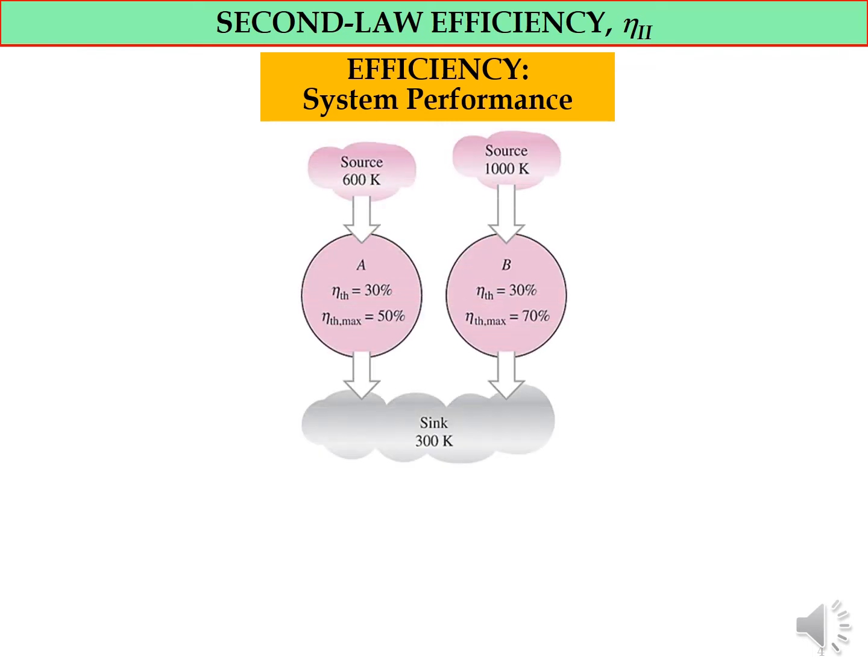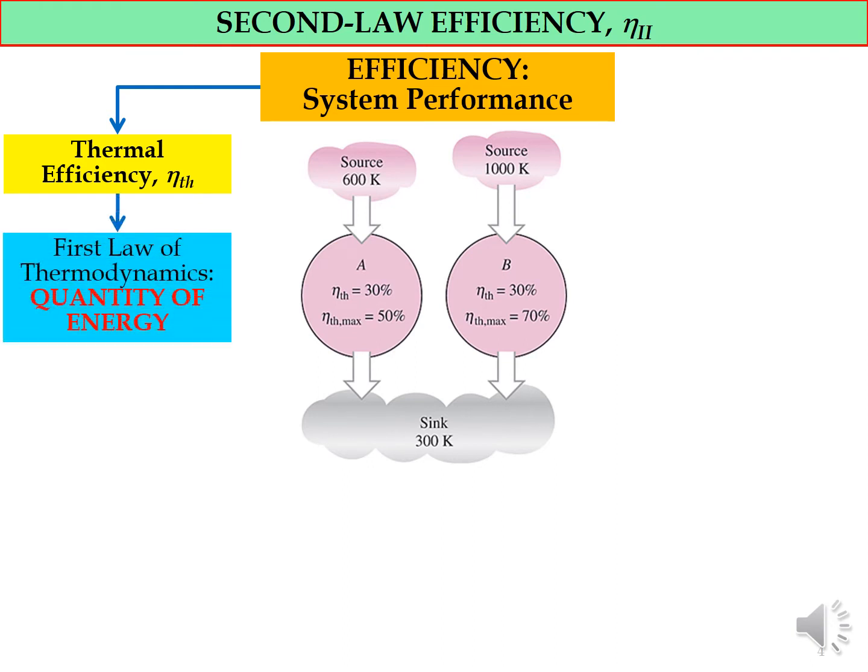Let's say we have two heat engines, one with a heat source of 600 Kelvin and another with a heat source of 1000 Kelvin. System A and System B both have the same heat sink, which is 300 Kelvin. In the normal case, we use thermal efficiency to calculate the efficiency of the system, which comes from the first law of thermodynamics that looks into the quantity of energy.